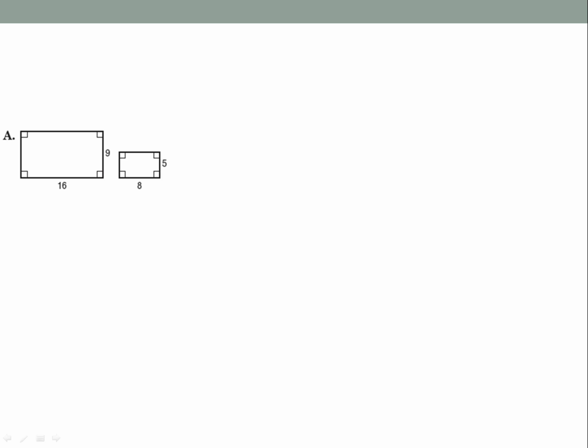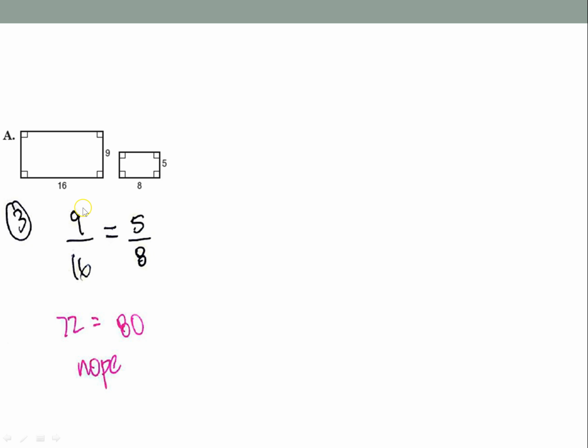So I'm going to make fractions with each of these, 9 over 16 and 5 over 8. So these are the corresponding parts. I cross multiply, 9 times 8 is 72, and 16 times 5 is 80. And yeah, those numbers are not equal, so they are not similar.